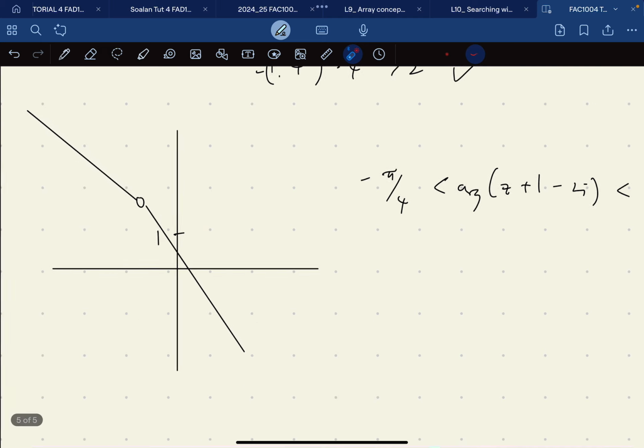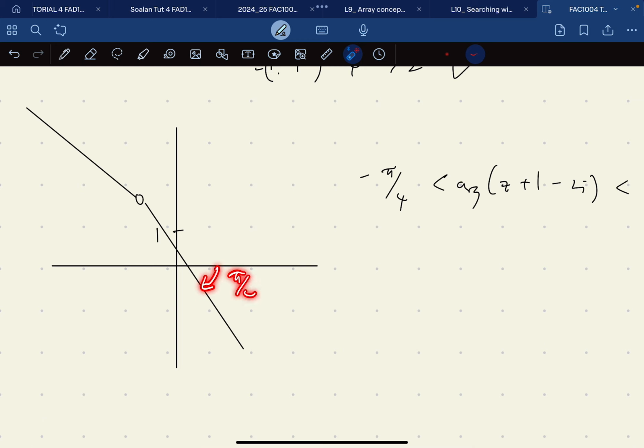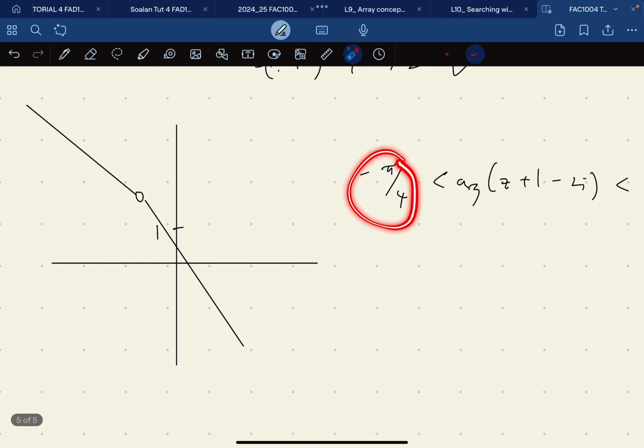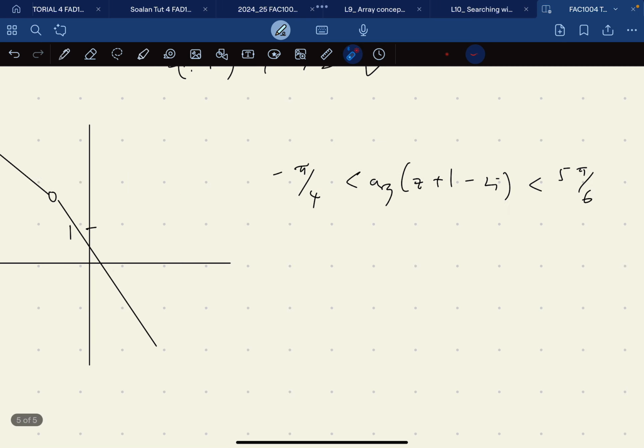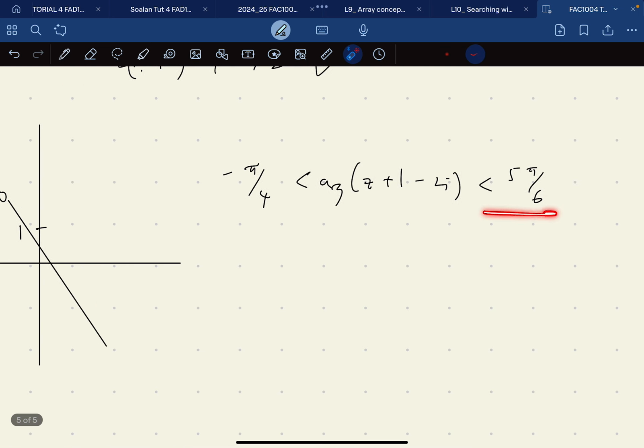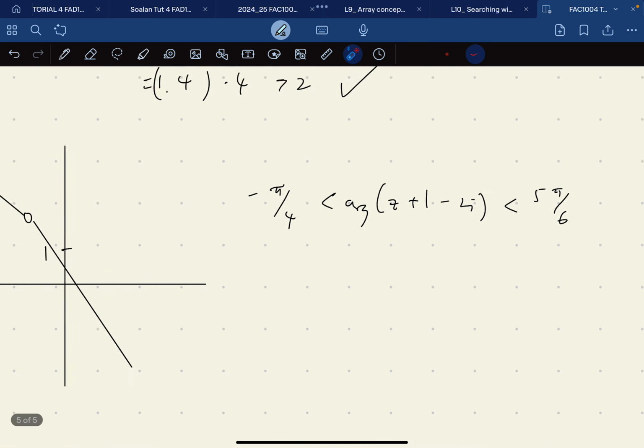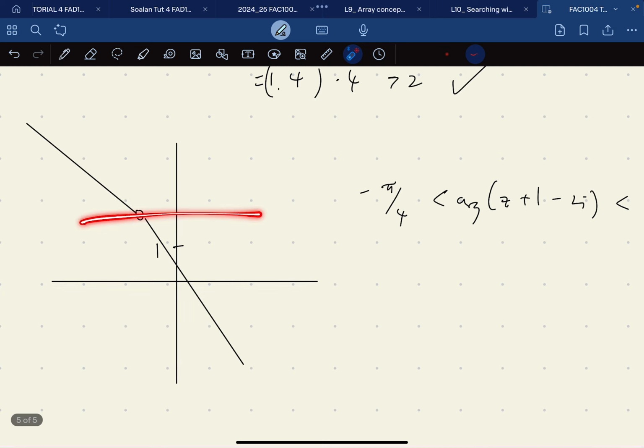You might be tempted to say, well, if the argument here is pi over 4, then more than it would be maybe pi over 2 here, or something. But no, because we have to take the numerical value. Because negative pi over 4 is less, we take more than negative pi over 4, so it will be greater than it. But at the same time, we cannot just shade everything here, because we have a second condition, which is that it must be less than 5 pi over 6. So 5 pi over 6 is here, so it has to be less.